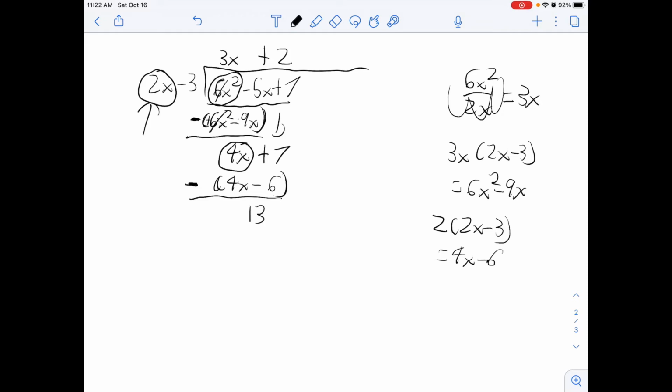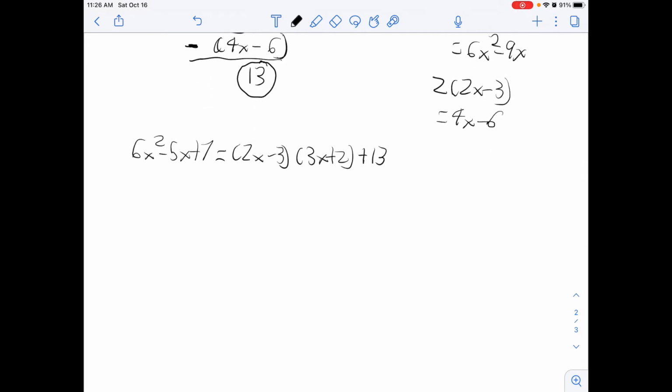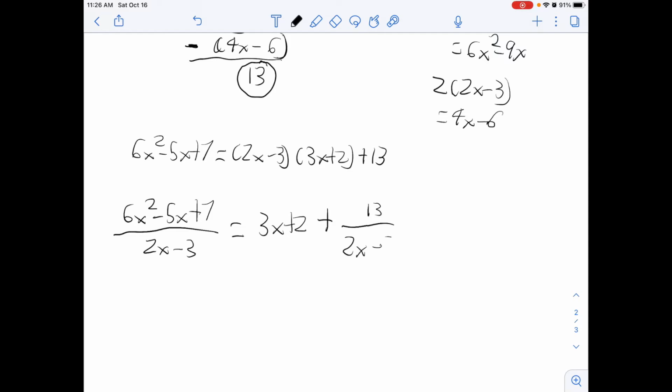And so, when we're writing this out, we say that 6x squared minus 5x plus 7 is equal to 2x minus 3 times 3x plus 2, plus 13. This number that you get here is the remainder. We can also write this as 6x squared minus 5x plus 7 divided by 2x minus 3 is equal to 3x plus 2 plus 13 over 2x minus 3.